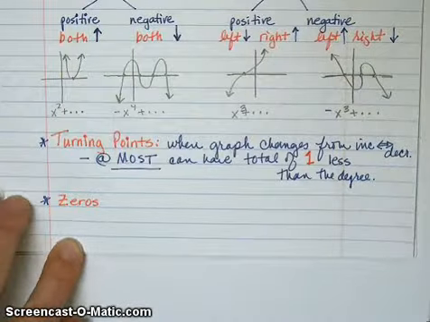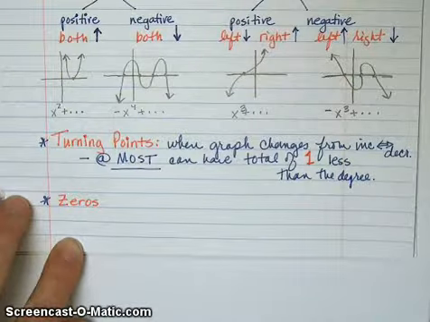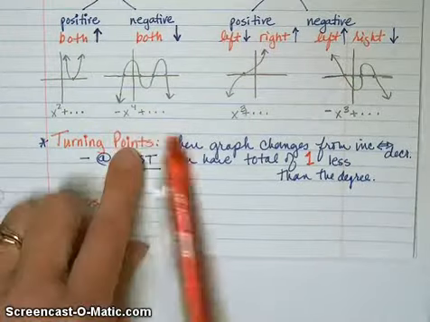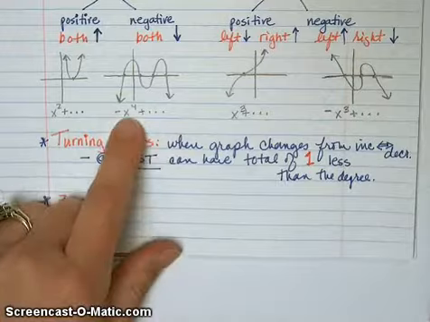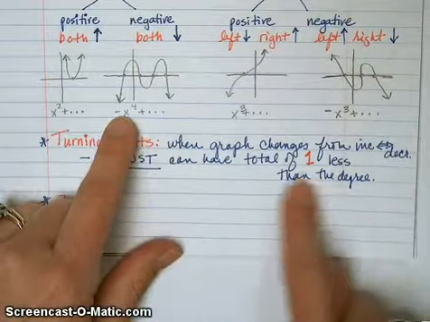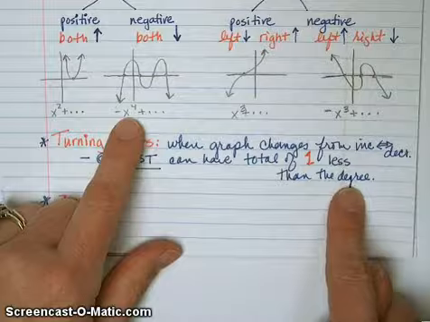At most. Okay. So, for example, let's look at this function right here. This is to the 4th degree. So at most, I can have one less than that. I can have at most 3 turning points.